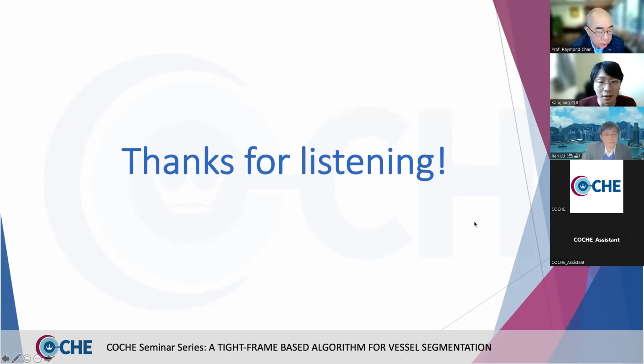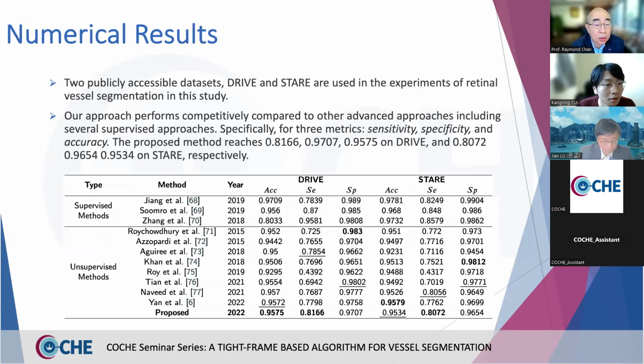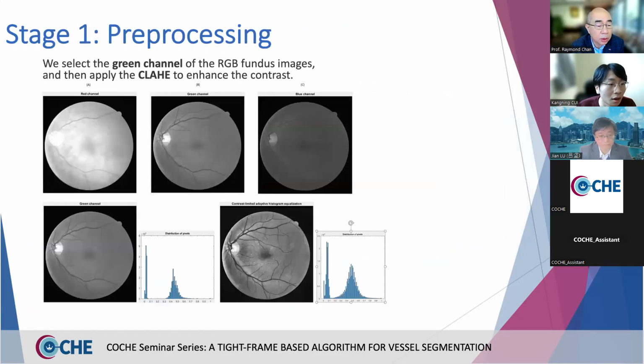Okay, thank you, Jason. I don't know if the audience has any questions, but let me start with a question. Why do you choose the green channel only? You say that the green channel looks better than the others, but usually people will transform the RGB channels into another space, let's say YIQ, and then use the Y, the intensity. Have you tried that?